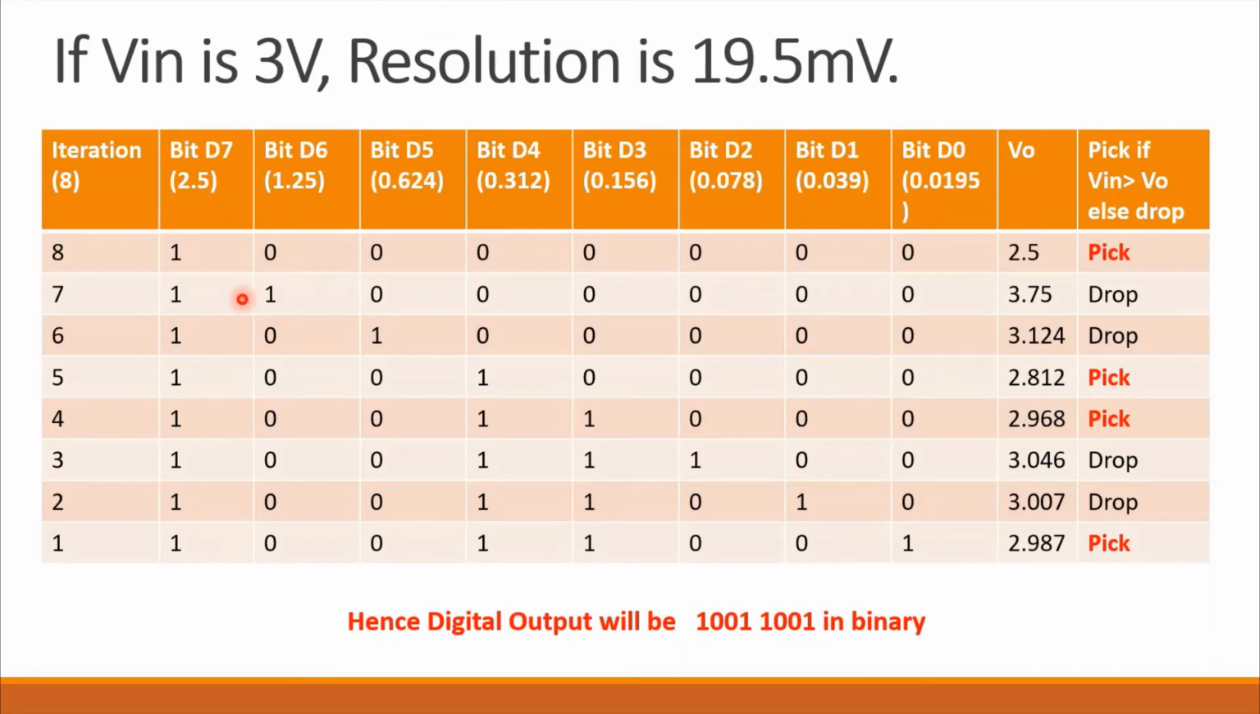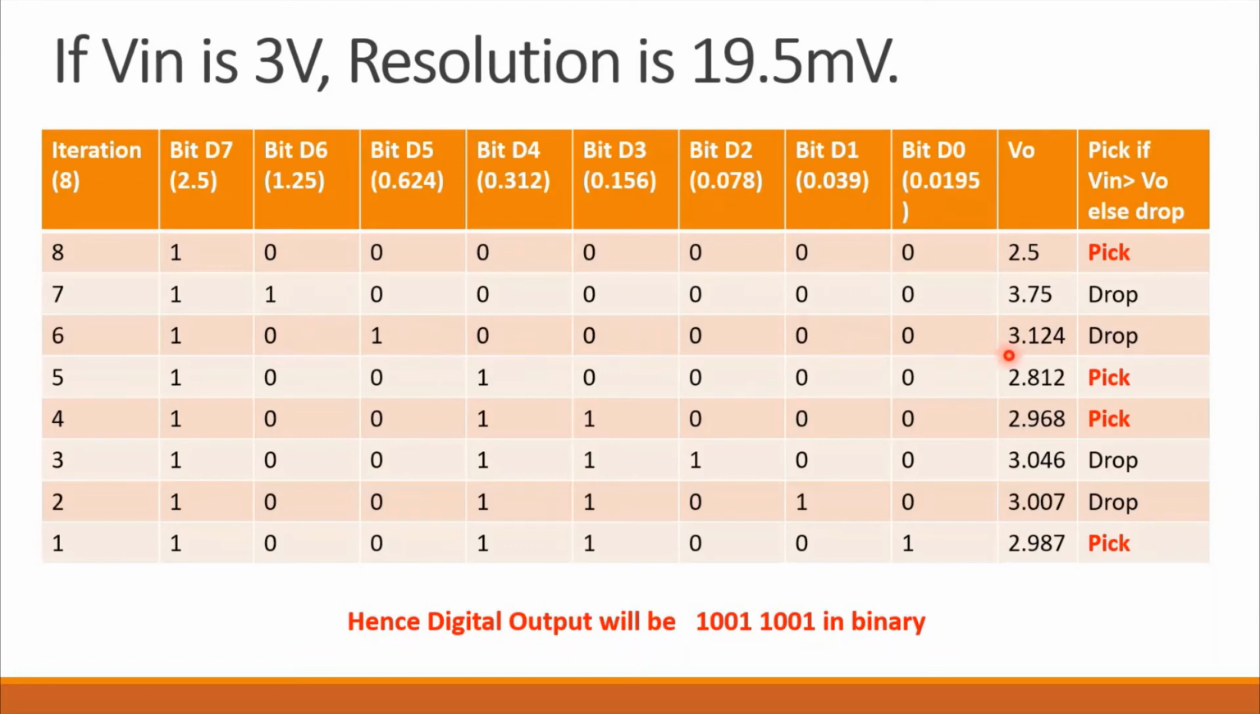So now summation of these two, 2.5 plus 1.25 will give you 3.75. Now see, this 3.75, V in is greater than this VO? No, V in is less than VO. So it has to drop. So this bit gets dropped. So in next instruction, this is carried, but this bit gets dropped. So it becomes 0. And in the sixth, the next bit gets 1.